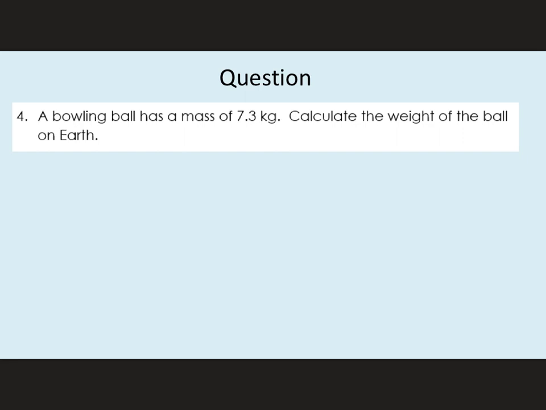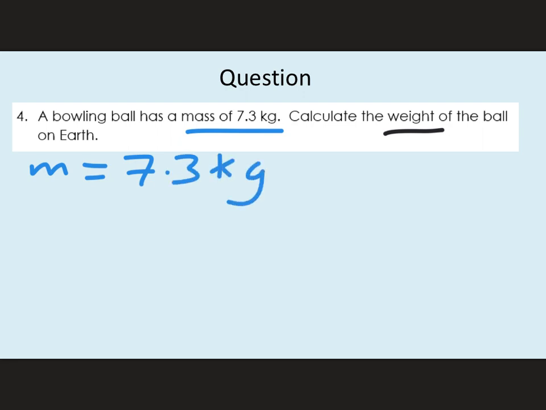In question 4, we're going to look at using the weight equation to complete calculations. If we look at the question that's on the screen now, it says a bowling ball has a mass of 7.3 kilograms, and it wants you to calculate the bowling ball's weight. And that's all the information it gives you. So I'm going to write down first of all that we've got a mass, M, is equal to 7.3 kilograms.